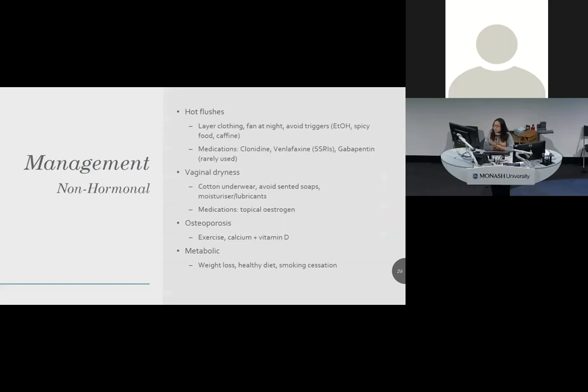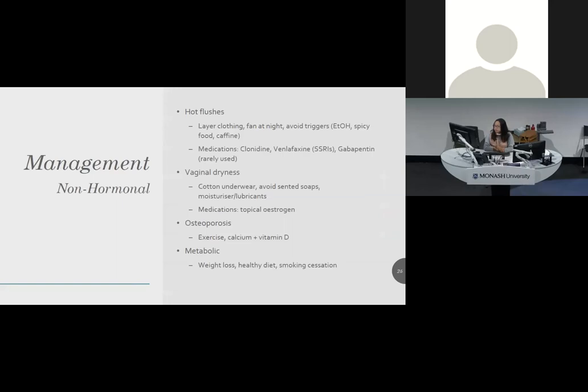In terms of medications just for hot flushes, you can use some of your SSRIs, gabapentin and clonidine. So if they just have hot flushes, these won't help with any of the other things like bone health. So vaginal dryness, so things like cotton underwear, avoiding soaps that are scented, and you can use moisturizer or lubricant when you have sex, just to make it a bit more pleasant. But the main thing is topical estrogen for vaginal dryness.